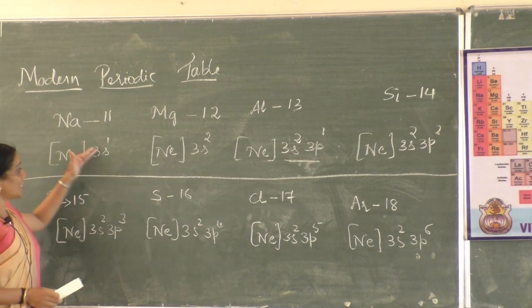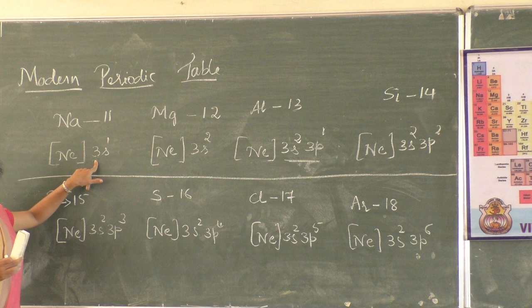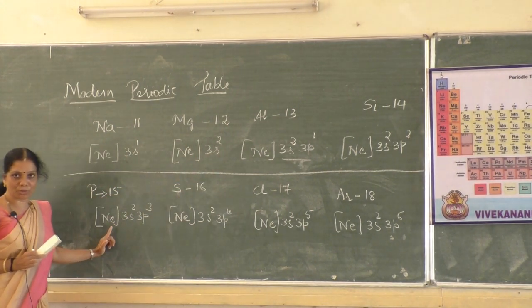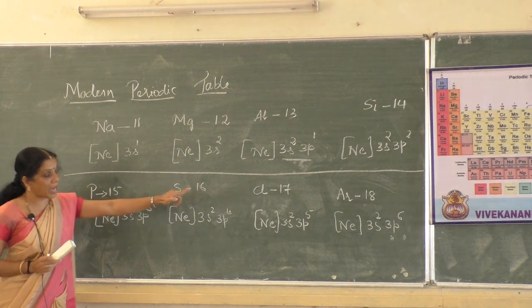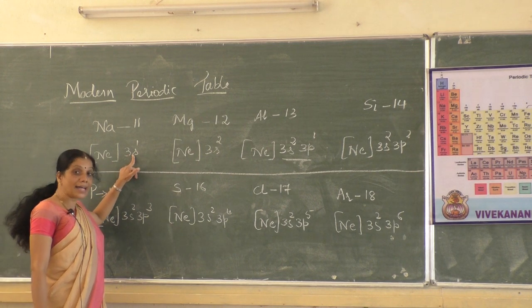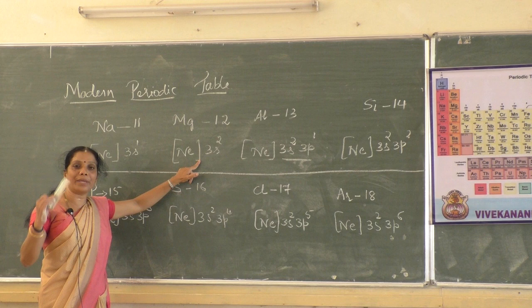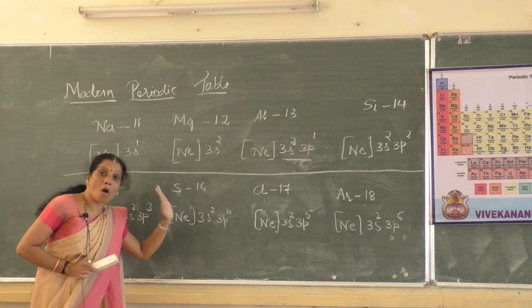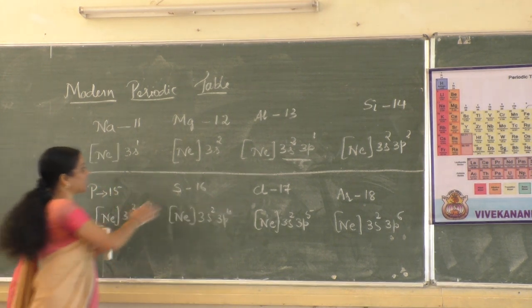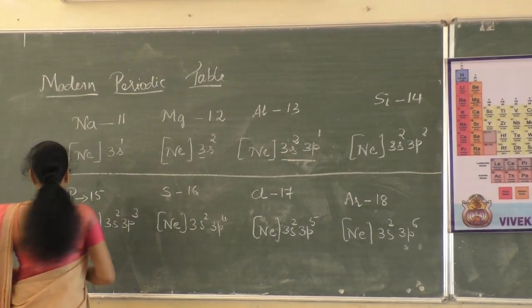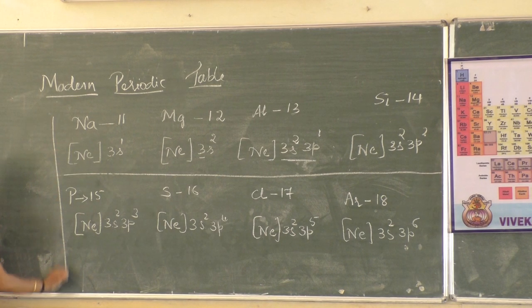third period. Just observe the outermost electronic configuration, that is the valence electronic configuration. If you consider the valence electronic configuration, even though the number of electrons increases from left to right, from sodium to argon, the last electron enters into the third main energy level itself. It may be the s orbital or it may be the p orbital. Always this s and p is present in which main energy level? Third main energy level.